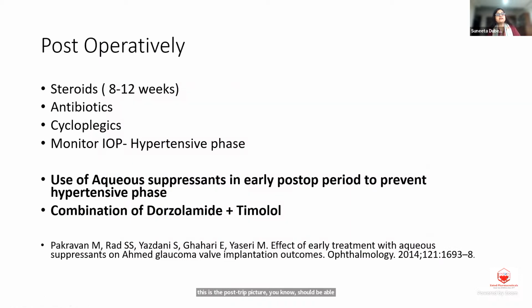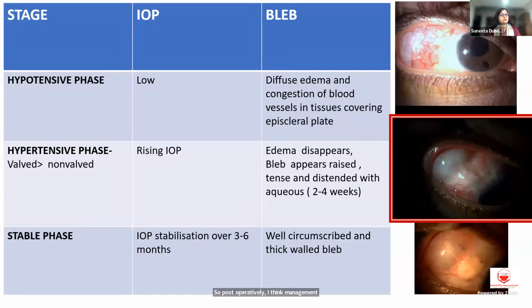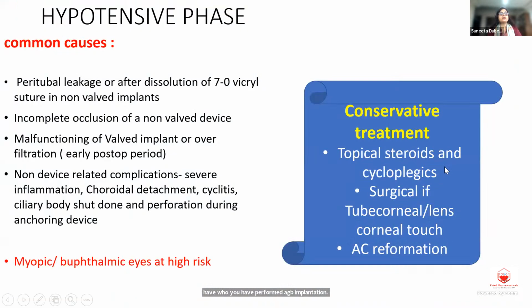Post-operatively, I think management is more or less the same as you do for trabeculectomy. You can get a hypertensive phase in patients in whom you have performed AGV implantation, and you can see this tense bleb here. And hypotony can also be common, especially after the non-valved implants.